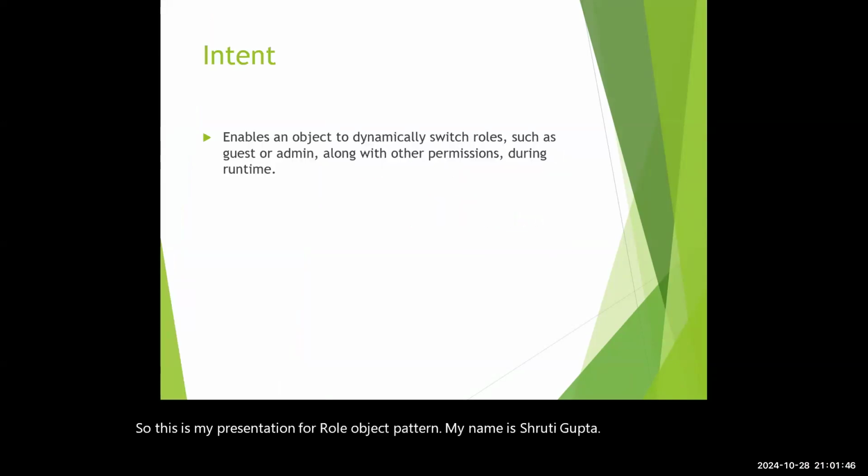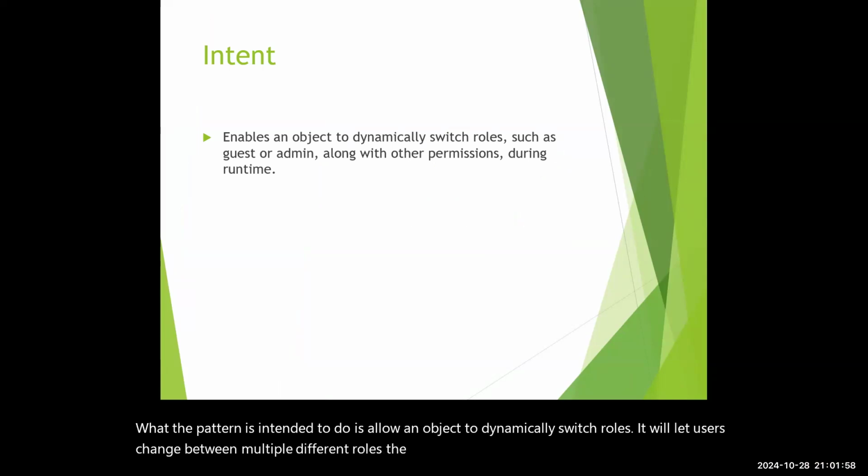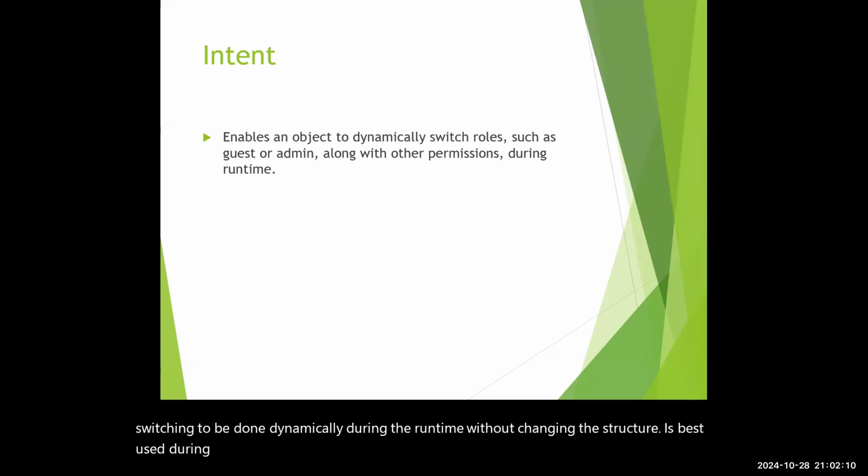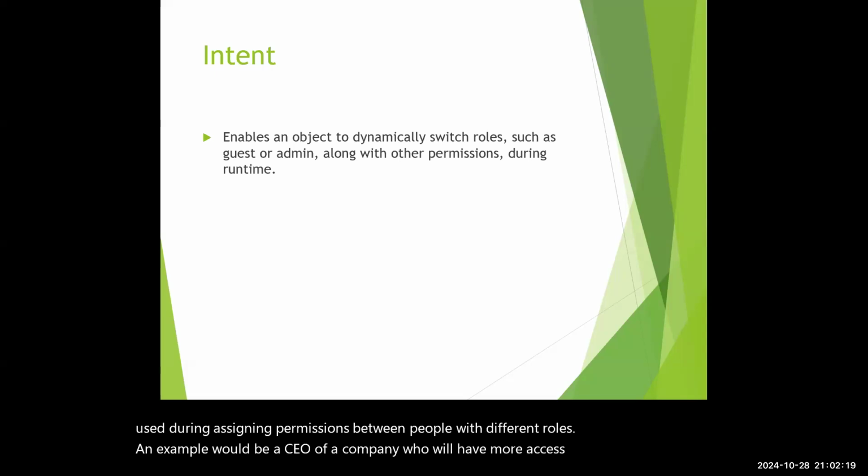What the pattern is intended to do is allow an object to dynamically switch roles. It will let users change between multiple different roles. The best thing about this pattern is that it allows the switching to be done dynamically during the runtime without changing the structure. It is best used for assigning permissions between people with different roles. An example would be a CEO of a company who will have more access than a regular employee.